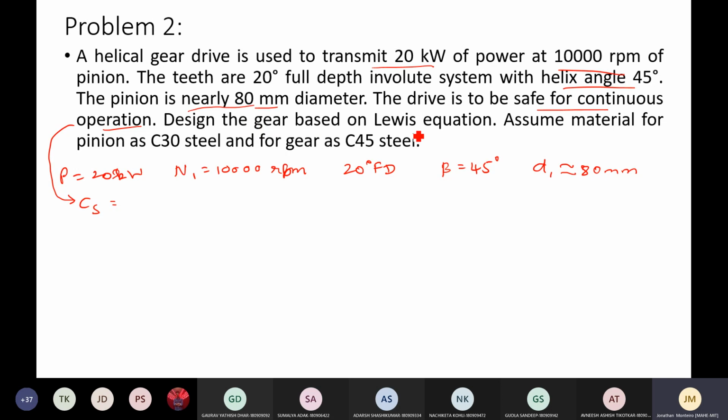Design the gear based on Lewis equation. Assume material for pinion is C30 steel, and for gear it is C45 steel. Since the previous problem had the same data, I'll directly transfer that here. So for C30 steel, sigma D1 should be 220.6, and for C45 steel, sigma D2 should be 233.4 megapascal. Same data as in the previous problem, because both were having the same material combination.